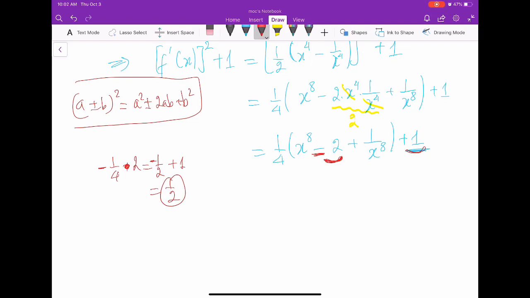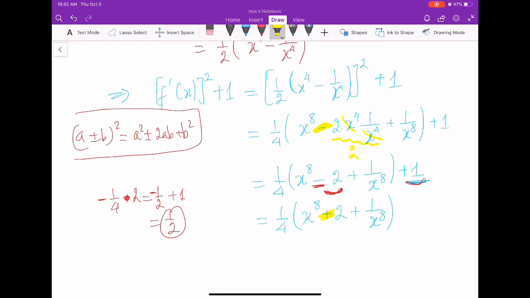So I write equal to 1/4 x to the 8 plus 2 plus 1 over x to the 8. Now let's pay a little attention to this. In here you have minus 2. In here you have plus 2. So I can just change the minus in the very first formula right here.